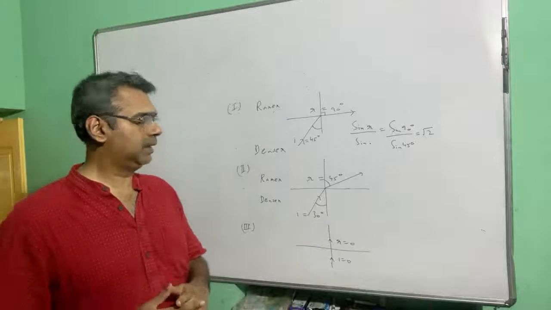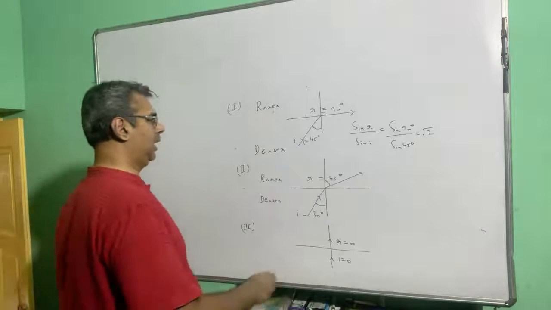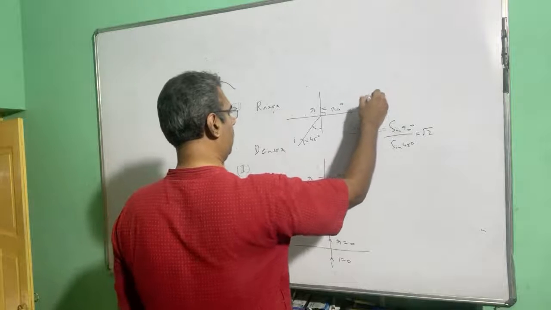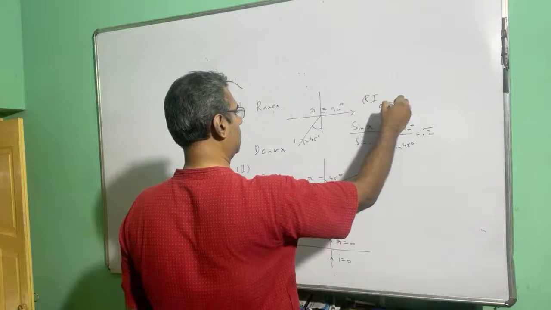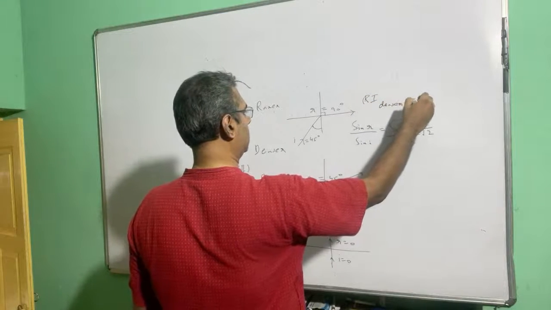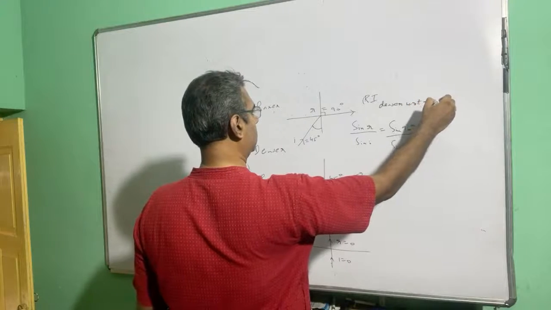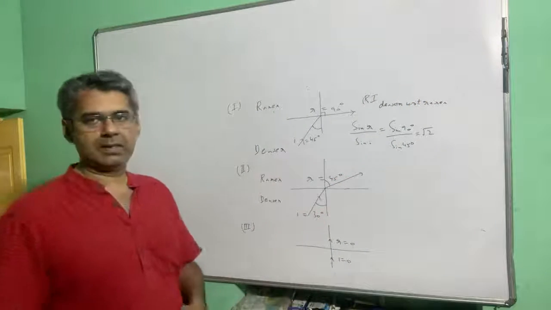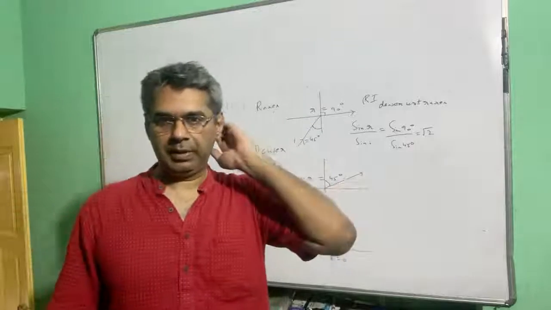So basically this is, you can say, the refractive index of the denser with respect to the rarer, right? This sin r by sin i is denser with respect to rarer.